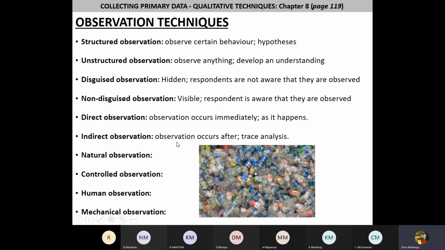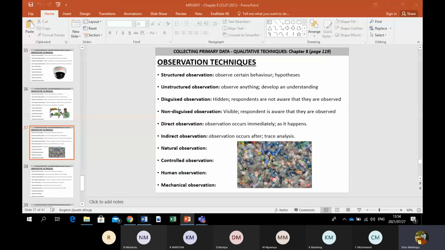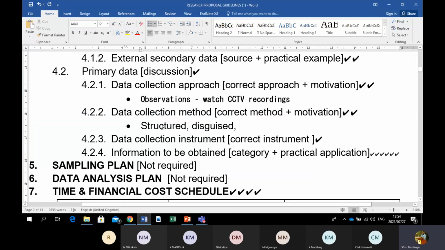Naturally, once again, you continue with your proposal, you choose here direct or indirect. So let's go back to our practical example here. We said we observe it's a supermarket. In a supermarket, it's structured. So if you continue to our project here, the next one is whether it's direct or indirect. Because we are observing them in a supermarket, this will be indirect because we're going to watch CCTV recordings, which means we're going to watch it later. So we don't watch it while it records, so that becomes indirect.